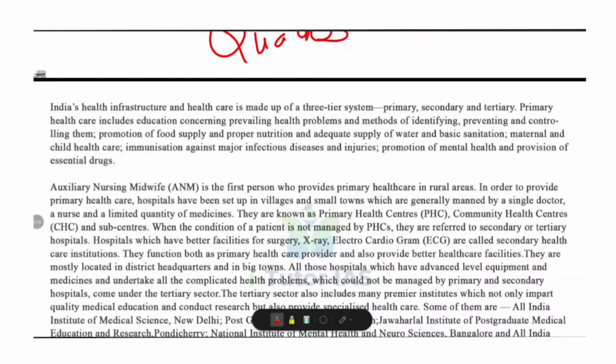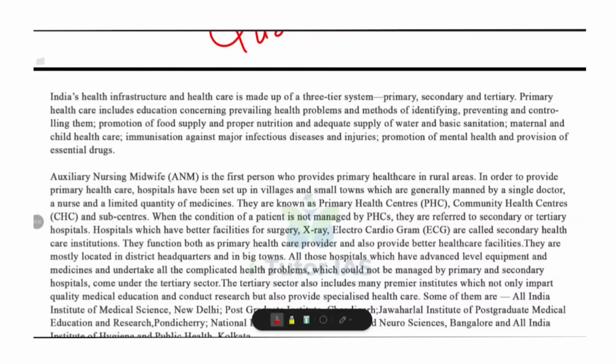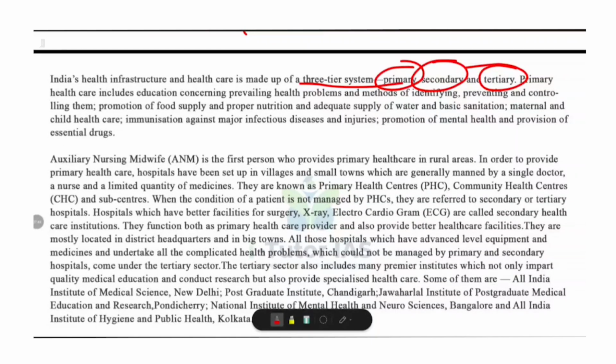Okay. Now, India's three-tier health system. What are those three tiers? Primary, secondary and tertiary. Each level has specific roles and facilities. So let's look at each of them.